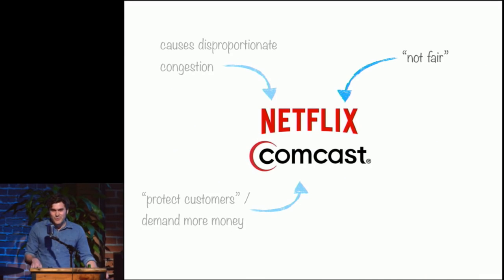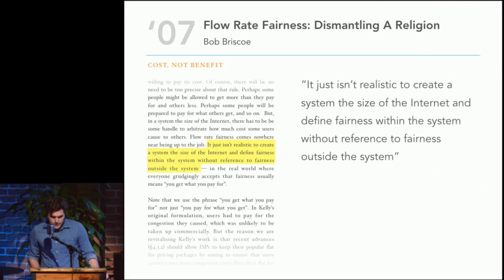Except we don't even know what fair is. I mean, in networking terms, everyone uses the word fair and doesn't actually stipulate what the hell they're talking about. And so in the Bob Briscoe model of the world, right, both these companies are wrong. And they're just experiencing an intrinsic market failure. And so the really cool thing is that in the end, the main assertion of the paper is that it isn't realistic to create a system the size of the internet and define fairness within the system without reference to fairness outside the system.